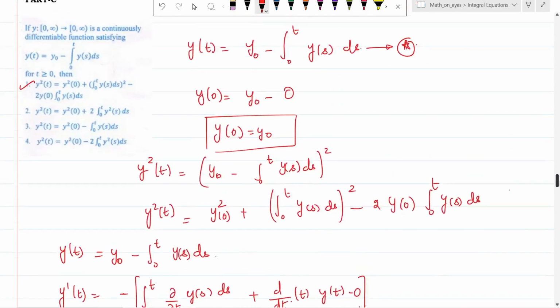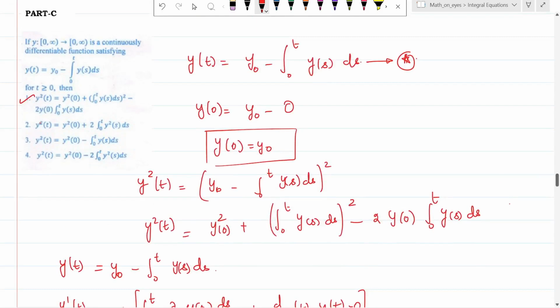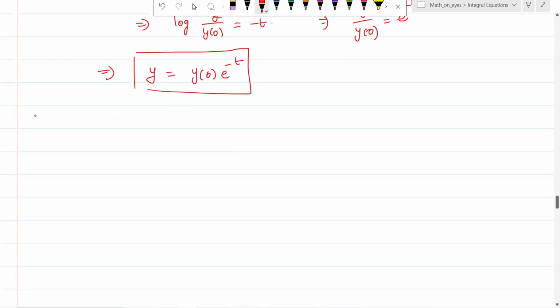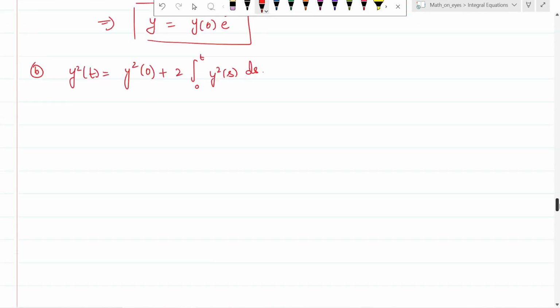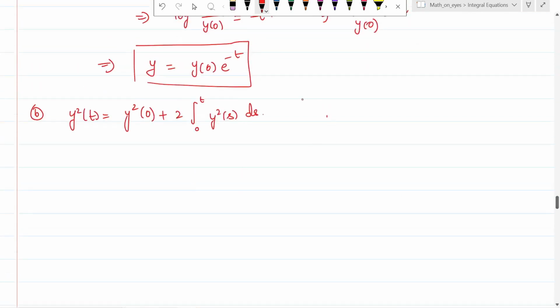Now we will check by option: y squared of t is equal to y squared of 0 plus 2 into integral 0 to t of y squared of s ds. So we will verify the second one, option B. It is given y squared of t is equal to y squared of 0 plus 2 times the integral 0 to t of y squared of s ds. This is what is given here. As we know, y is equal to y of 0 into e to the power minus t.